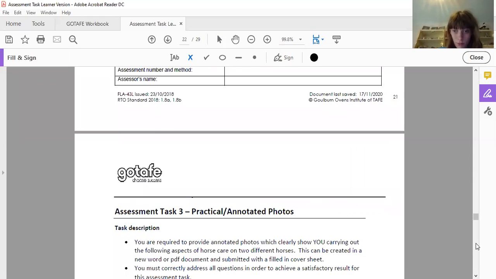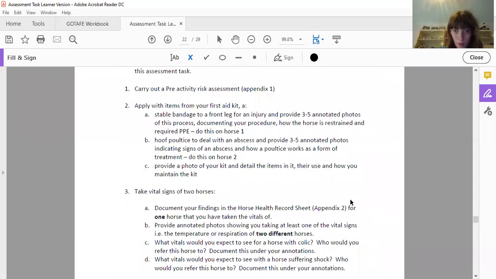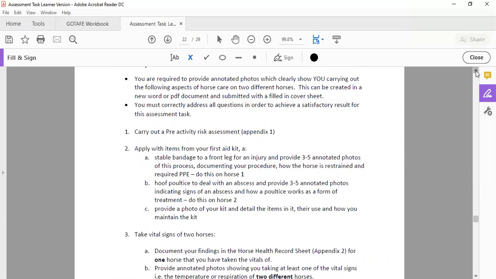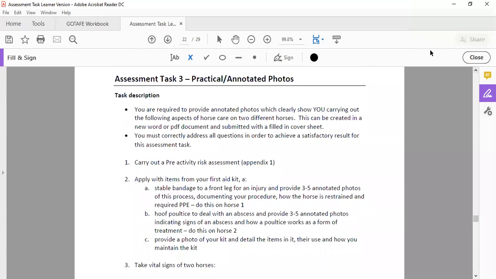Cover sheet, same deal. Then the annotated photos, just with that one, I'll just get up to the top. So you're required to provide annotated photos which clearly show you carrying out the following aspects of horse care, or you come along and do the prac with us at GoTAFE. So it's fine either way, but this will just show you exactly what you're needing to actually do within your prac or your annotated photos.